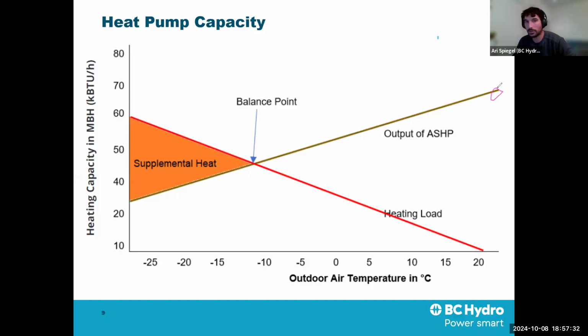Yeah, so if we're operating at this point, so it's 20 degrees Celsius outside, your heat pump can produce a lot of heat. So this indicates it can produce 60 MBH of heating. As it gets colder and colder, its ability to provide heat is reduced. And we can see, down at minus 15, it's around that 40 mark.